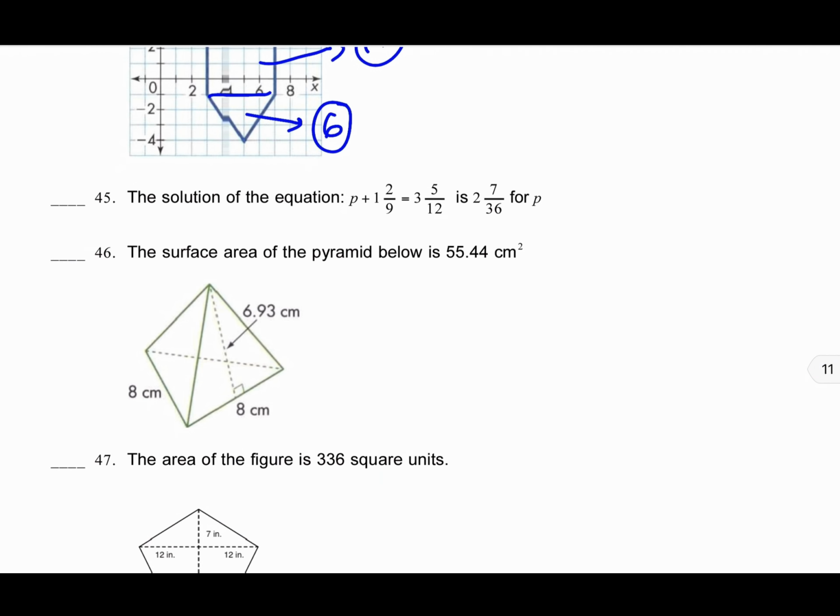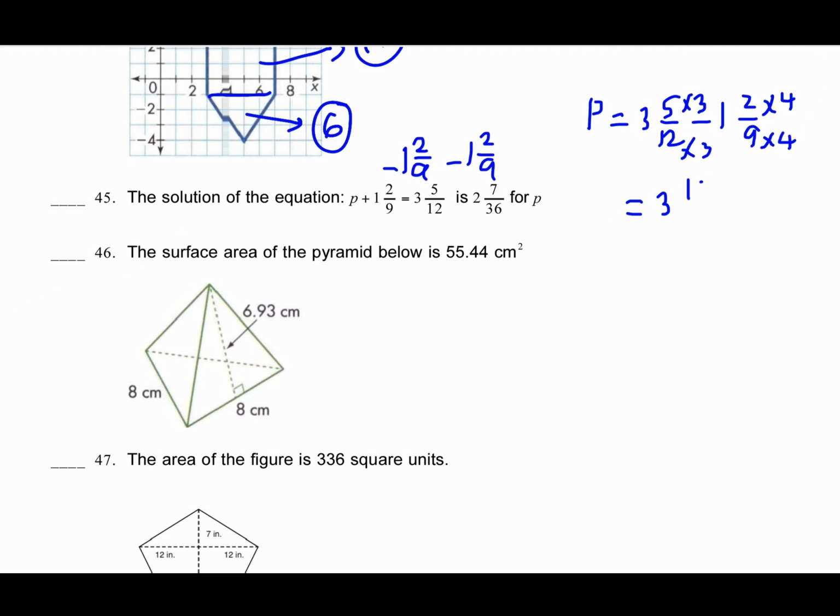Next one, the solution of the equation is 2 and 7 over 36. Let us check. This equation is addition, so we have to subtract 1 and 2 over 9 from both sides. So now b equals 3 and 5 over 12 minus 1 and 2 over 9. To unify the denominator, we have to multiply each of 12 and 9. Multiply 12 by 3 to get 36 and multiply 9 by 4 to get 36.